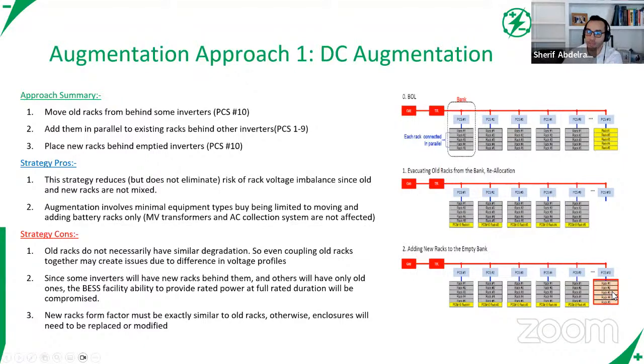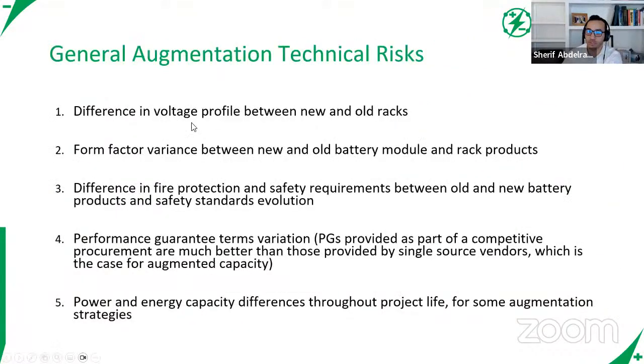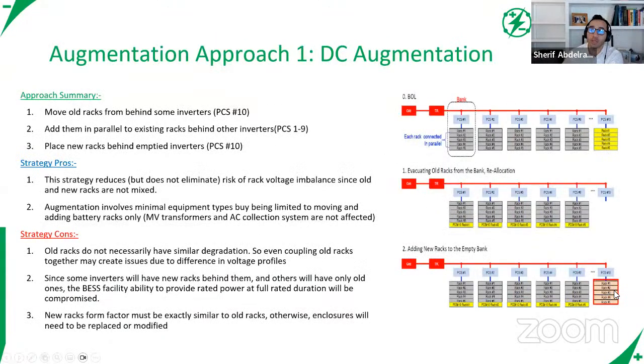So that way, remember this first point, difference in voltage profile between new and old battery racks? That way we didn't parallel the new battery racks with the old battery racks. So here, these yellow and gray racks, they're parallel together, but that's okay, right? Since they were put in service at the same time, they must have degraded the exact same way, right? Well, no, wrong. That's a very, very dangerous and optimistic view.